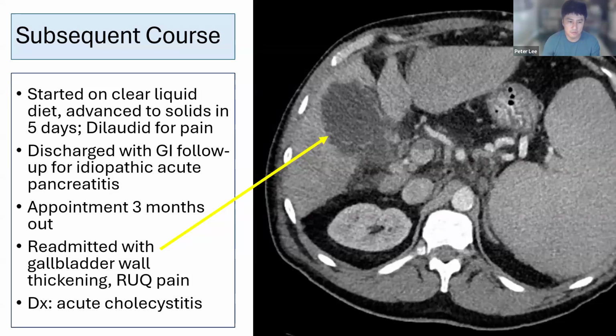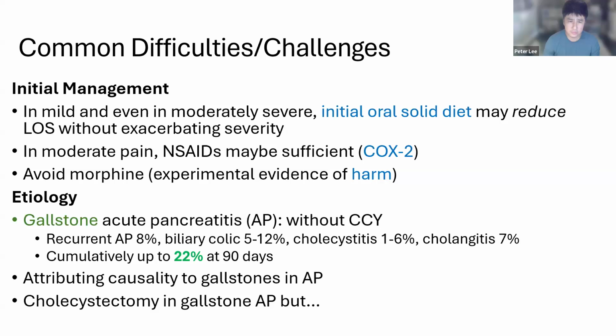Unfortunately, the GI clinic is very busy, so the outpatient visit was 3 months out. In the interim, the patient was readmitted with gallbladder wall thickening and right upper quadrant pain, and the diagnosis was acute cholecystitis. So what happened here? In sum, this patient probably experienced index gallstone pancreatitis with the first admission. And because the gallbladder stayed in, he unfortunately experienced a further biliary event in the form of cholecystitis.